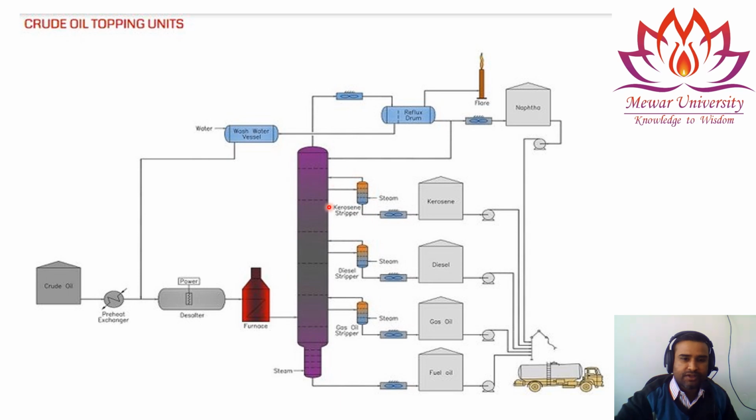These are your topping units, to improve and enhance the quality of the product as per the requirement of the market and regulations. After improving the quality, these products are stored, like kerosene, diesel, gas oil, and fuel oil. After the refinement and coming out of the topping unit, these are transported to the end user using different transportation methods. At the top you see we have the polluted gases or the naphtha.